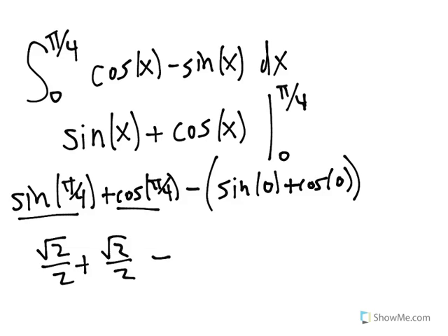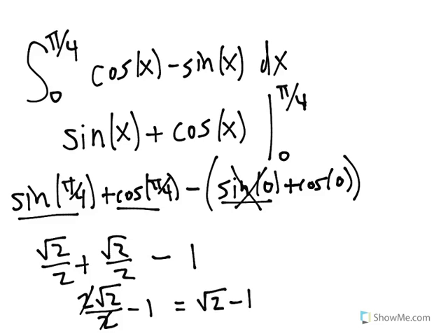So root 2 over 2 plus root 2 over 2. And then on the inside, minus the sine of 0 is 0. And then the cosine of 0 is 1. So this is what we would get for our first integral there. If you add these two together, this would be 2 square root of 2 over 2 minus 1. That's something like root 2 minus 1. But remember, this is only for the first part, only for the first half.